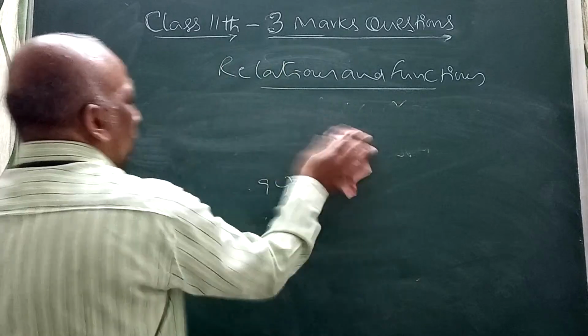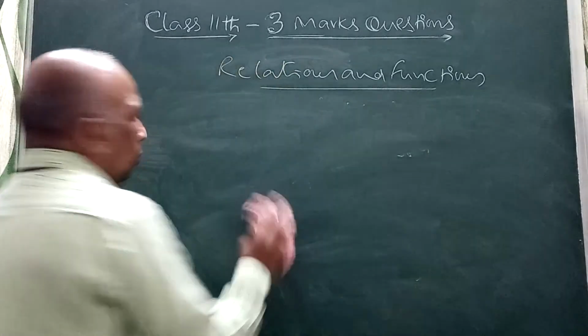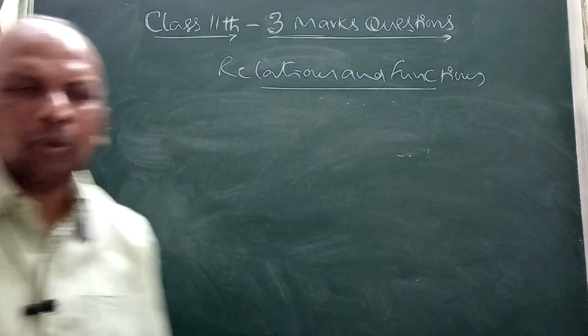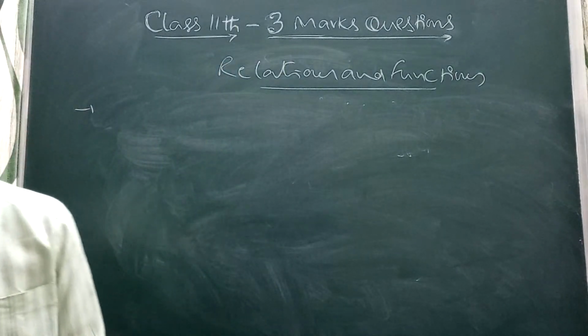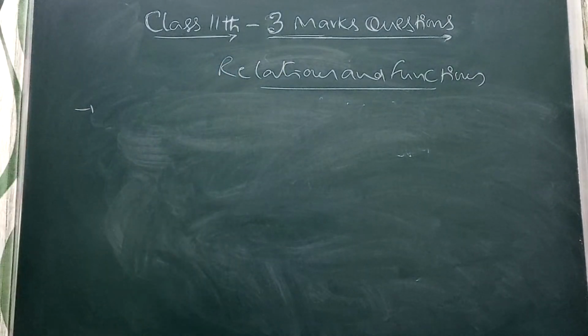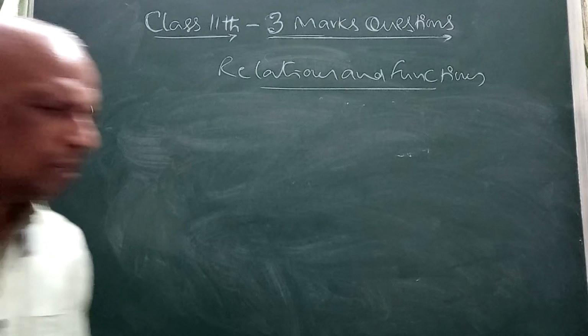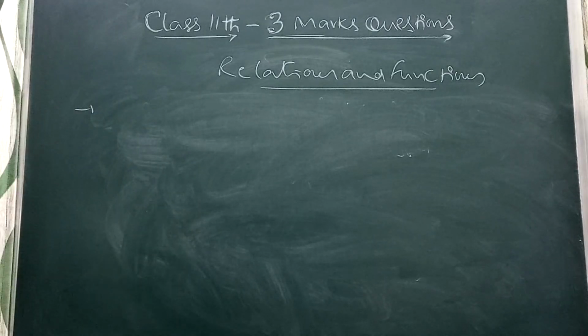Then in PU they may not ask to find the range of this one. Only the domain they will ask. Okay, I just gave an idea about how to find the domain of this. Now, the other possible question they may ask here: suppose they give another one and ask for the domain and range.